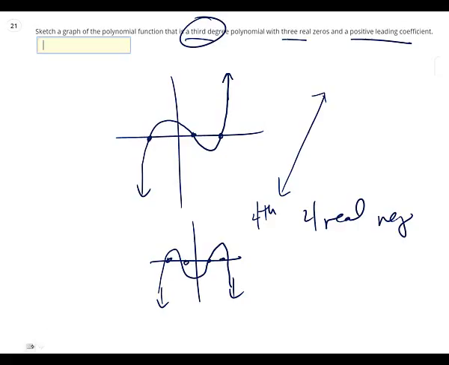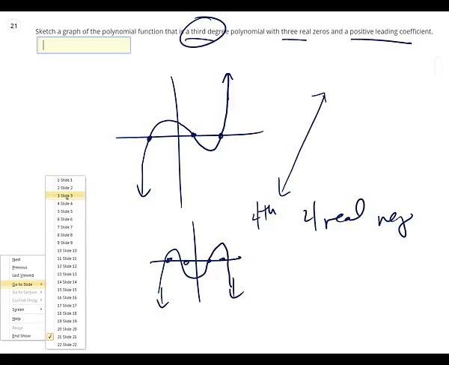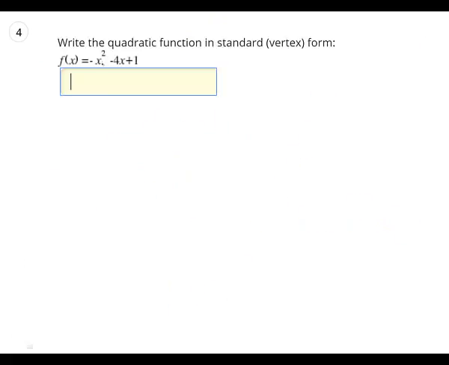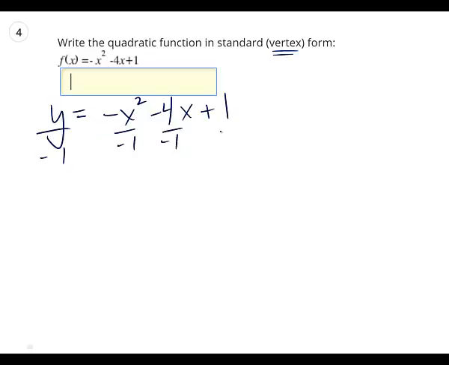Number 4. All right, so write the quadratic function in standard form. Your book calls it standard, but I call it vertex form. You're going to have to complete the square. So the first thing I'm going to do is write it on my paper as y equals instead of f of x equals. You do have a leading coefficient. What do we need to do with the leading coefficient? Divide everything by it. Good.